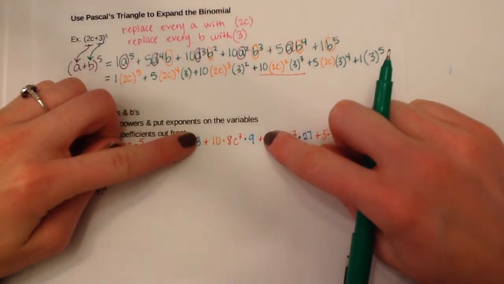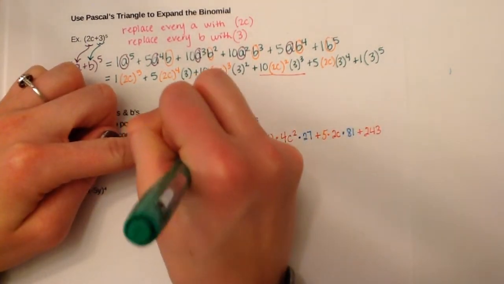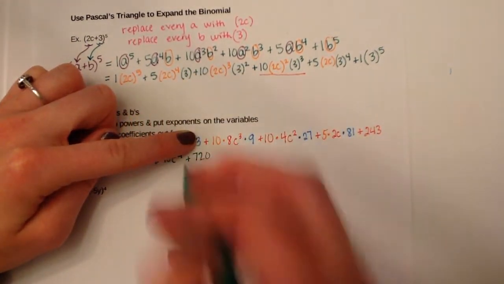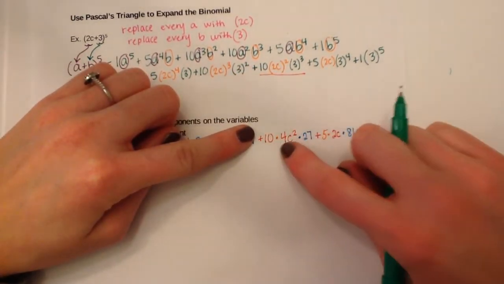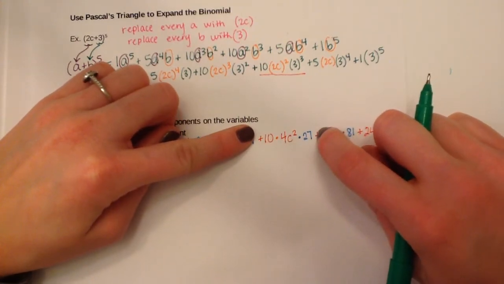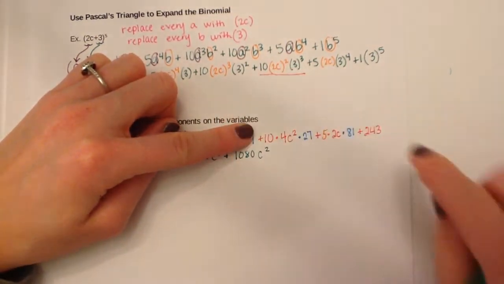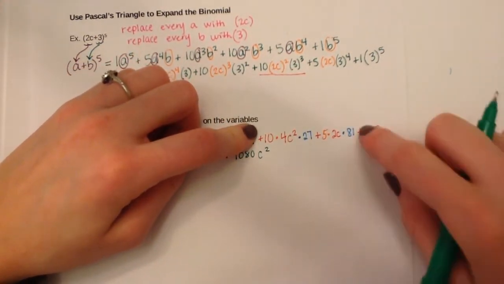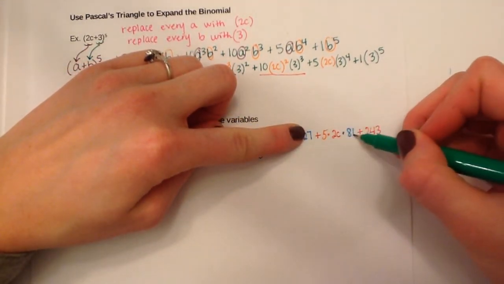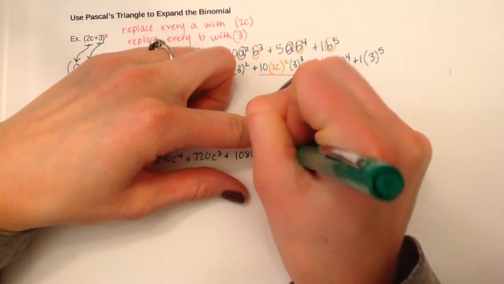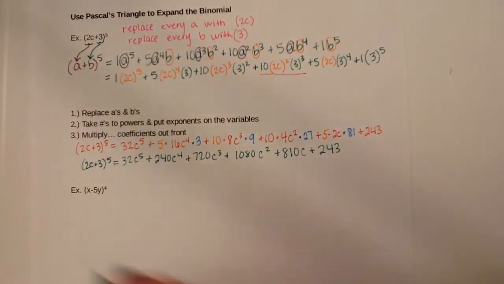So now we're looking at this piece. So now if we take 10 times 8 times 9, you're going to get 720 c to the 3rd. Plus, if you take 10 times 4 times 27, that's going to give you 1080 c squared. So now we go on to this piece. If you have 5 times 2 times 81, that's going to give you 810 c plus 243.